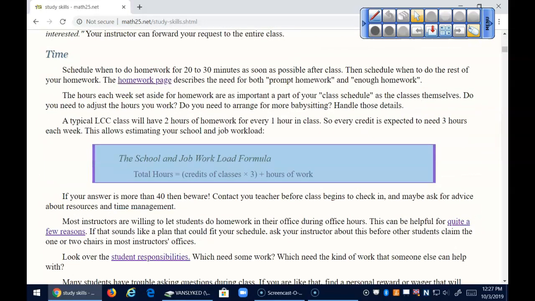Okay, onward for time management. The estimate officially from LCC is if you are in a 3-credit class, it should take you about 9 hours a week. 3 for being there and 6 more for homework. So take your credits total, multiply by 3, add how much you're at work, and that's how much work in school is going to suck up your life. So if that number is really big, then maybe do something.